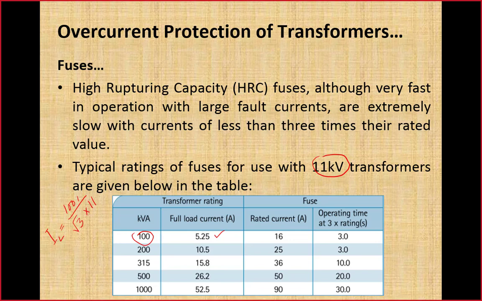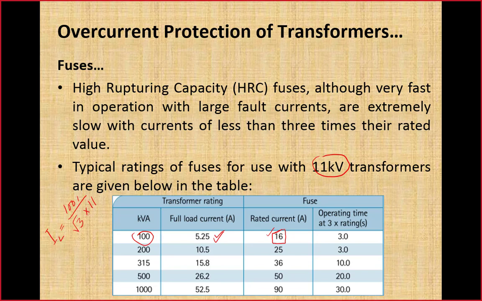The kilo in the power in the numerator and the kilo in the volts in the denominator cancel out with each other, and this results in current in ampere. The fuse that we use for an 11 kilovolt, 100 kVA transformer has a rated current of 16 ampere. We can see its rated current is much higher, almost 3 times greater than the full load current of the transformer. Why is it so?